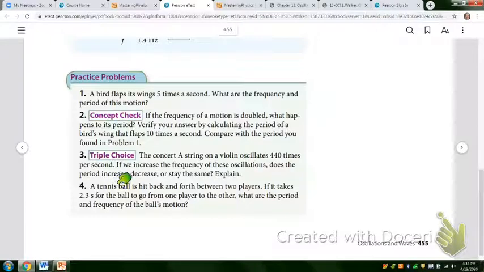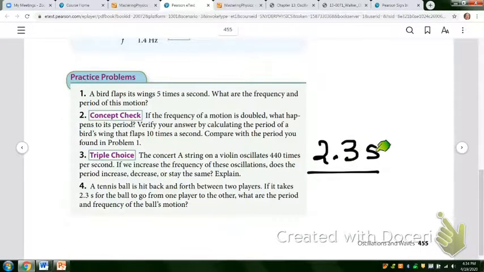All right, number 4, a tennis ball is hit back and forth between 2 players. It takes 2.3 seconds for the ball to go from one player to the other. What are the period and frequency of the ball's motion? So what did they give us? They gave us 2.3 seconds per cycle, basically, 2.3 seconds.